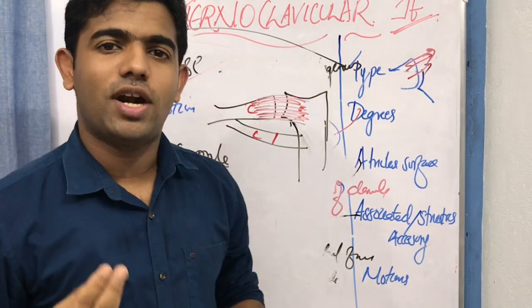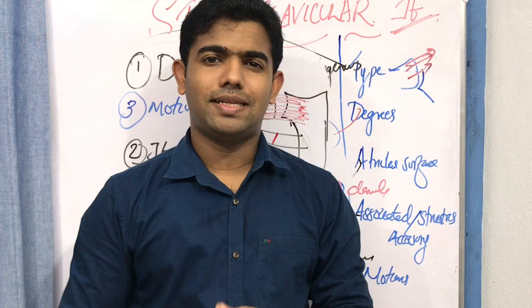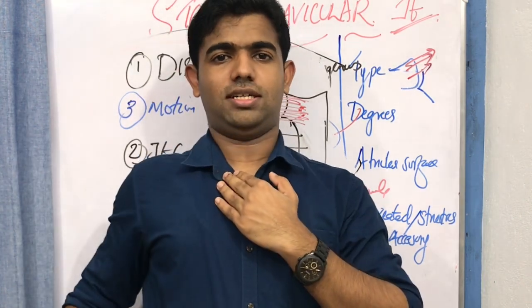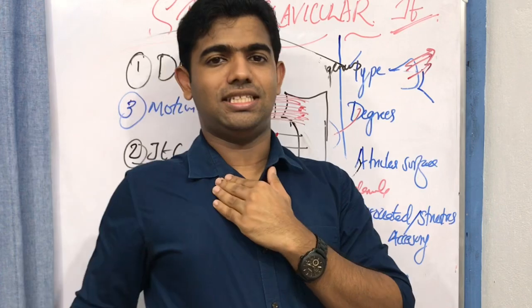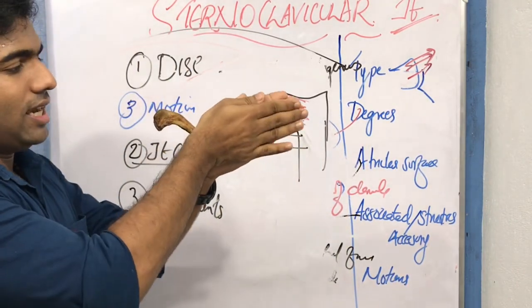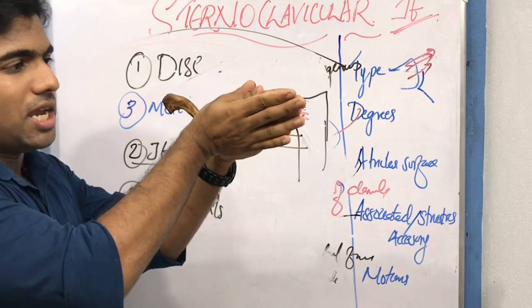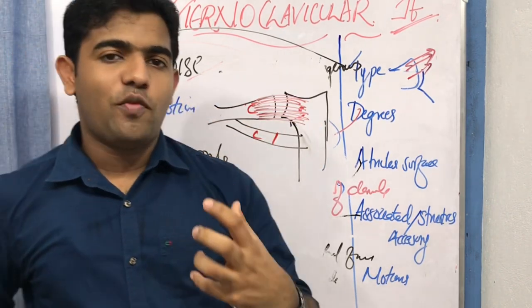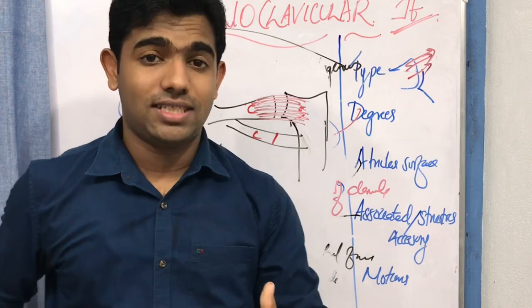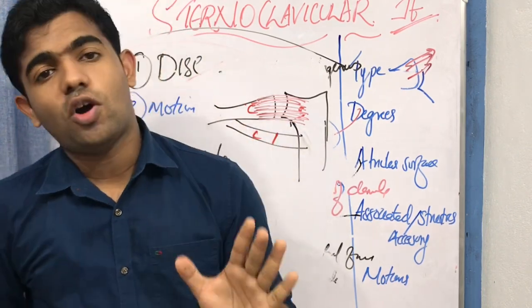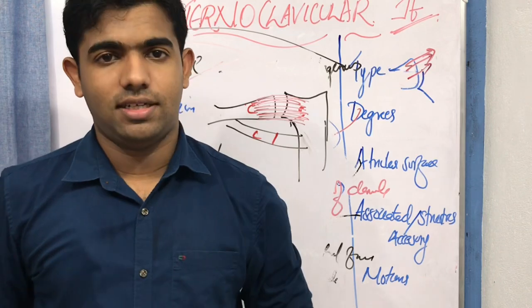Can you tell me what the function of this ligament is? That's so simple. That is anterior translation, posterior translation. So this one prevents the anterior and posterior translation. It is going to prevent the anterior translation in this direction and posterior translation in this direction. So the sternoclavicular ligament restricts anterior and posterior translation.